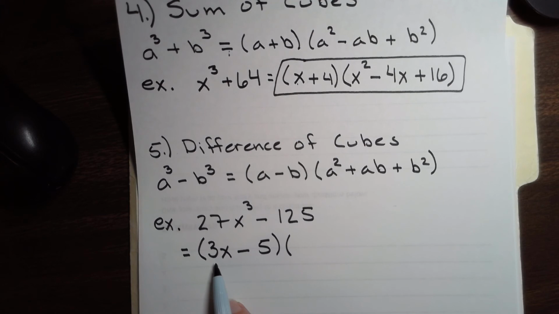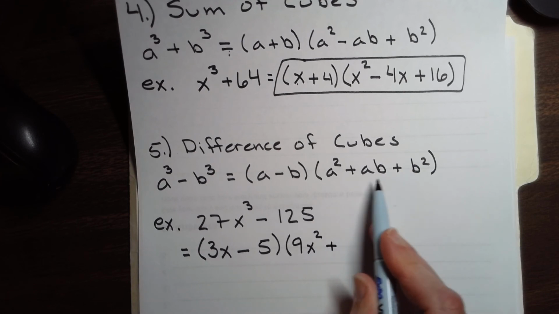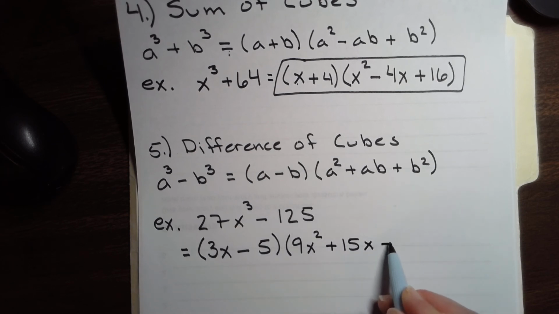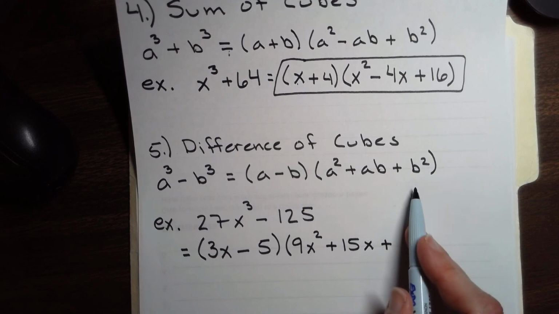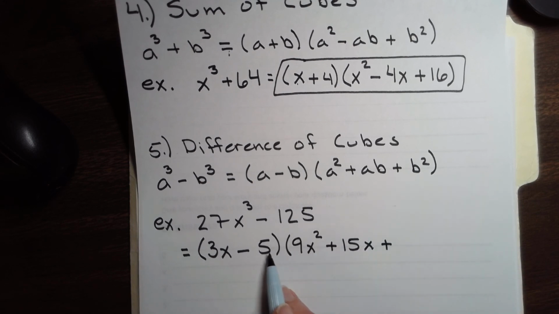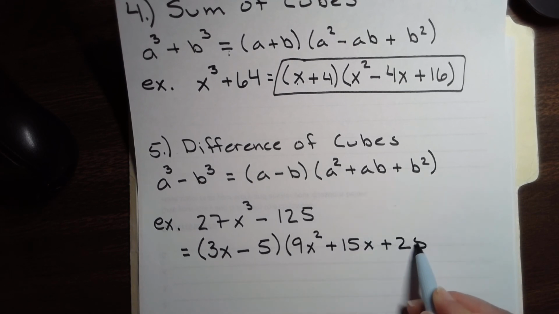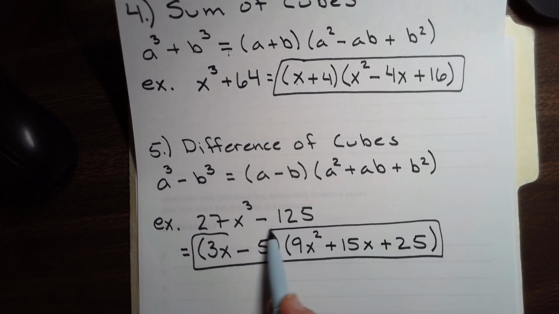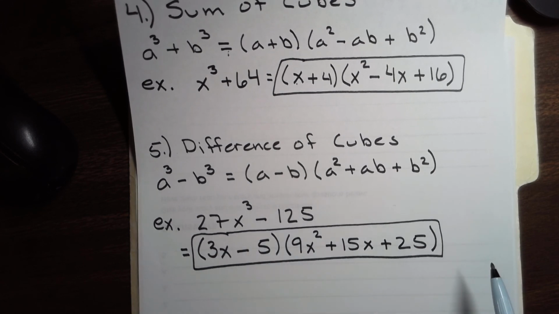So your a is 3x, so we square that. That would be 9x squared plus a times b. This is my a, this is my b. So 3x times 5 would give me 15x. Drop down the plus. And then b squared would be 5 squared, which is 25. And these would be the factors for that example using the difference of cubes.